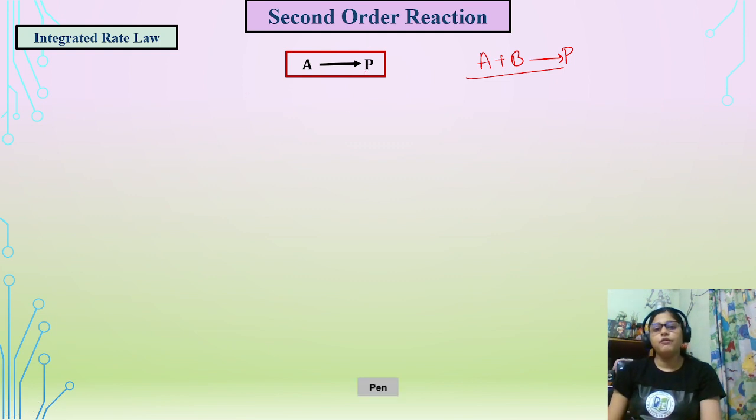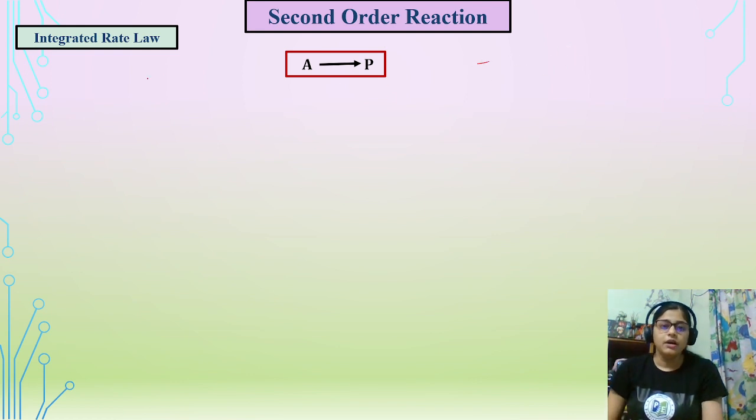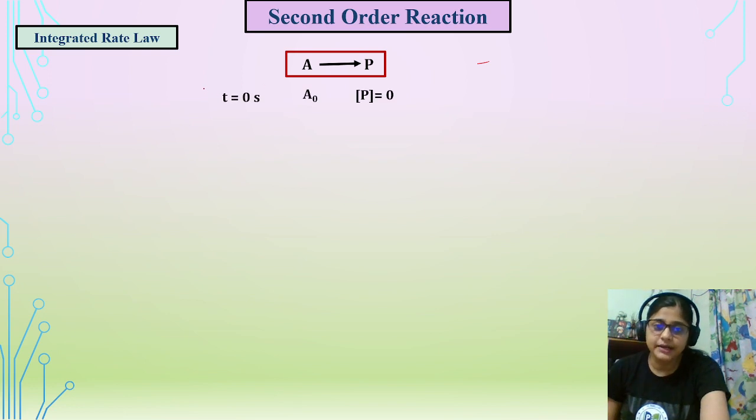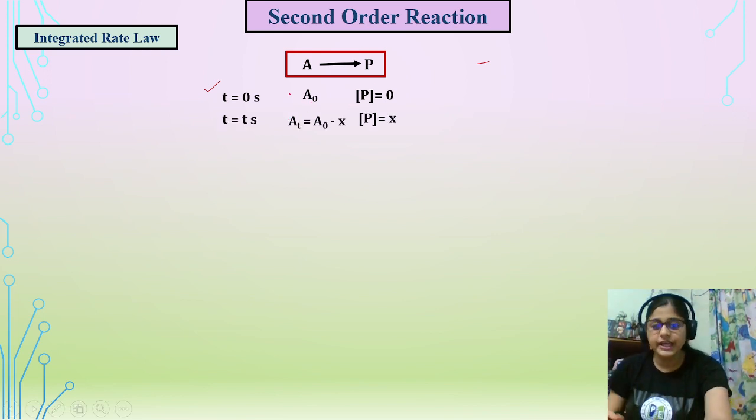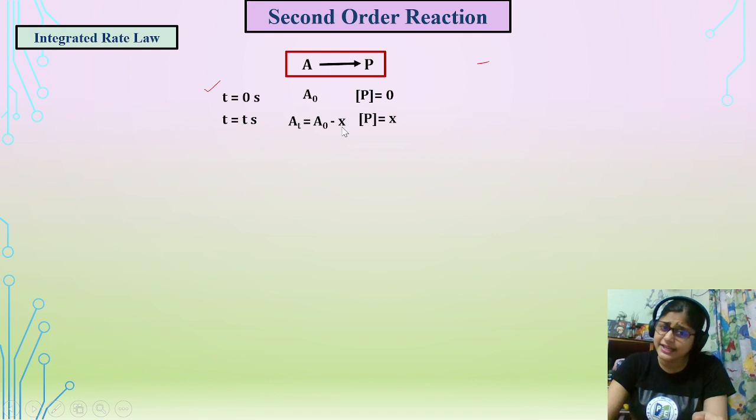Forget about this one for now; we will come to it again in a later slide. Now, at t equal to 0 seconds, the initial concentration is A0 and the product is 0. At t equal to t, the concentration of the reactant is At, which is A0 minus x, and P will be x.